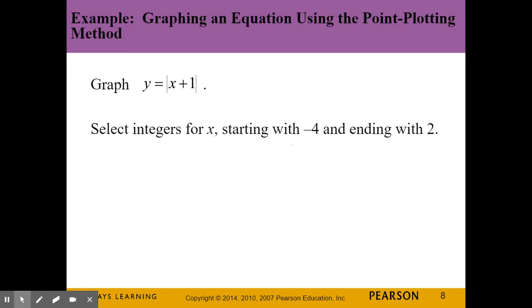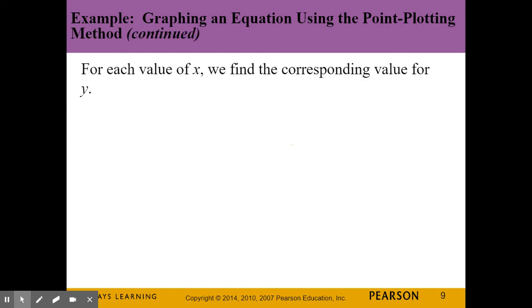All right, let's pick an absolute value equation. So y equals the absolute value of x plus 1. We're going to just graph it by plotting points. So we're going to pick x values beginning with negative 4 and ending with 2.